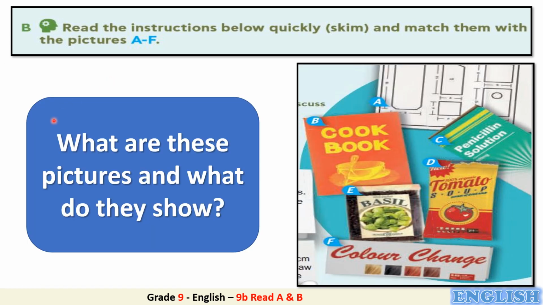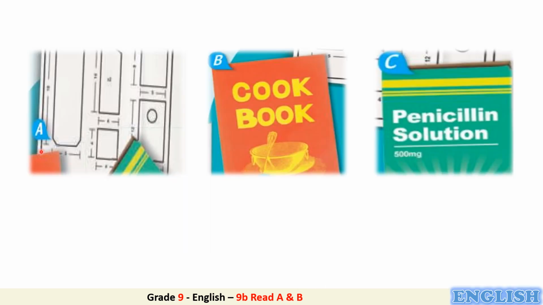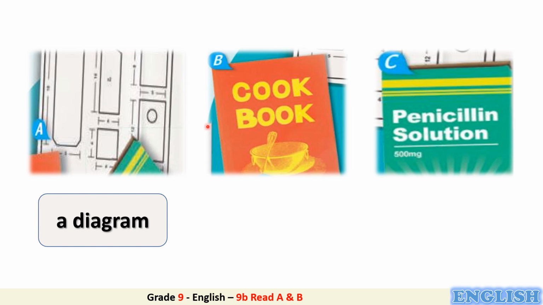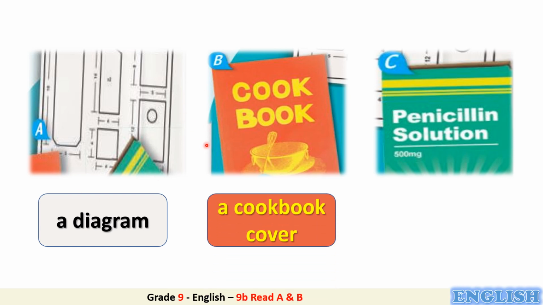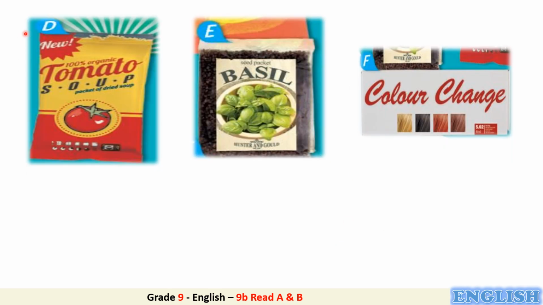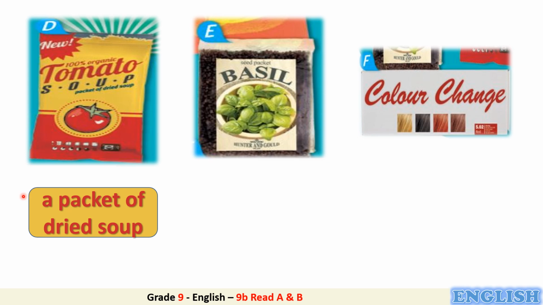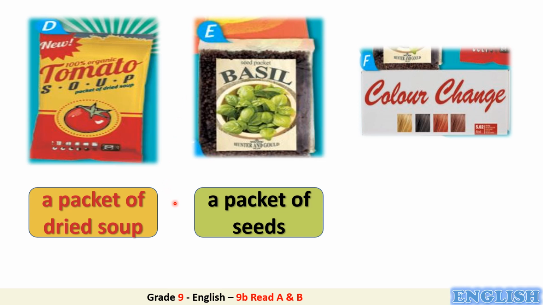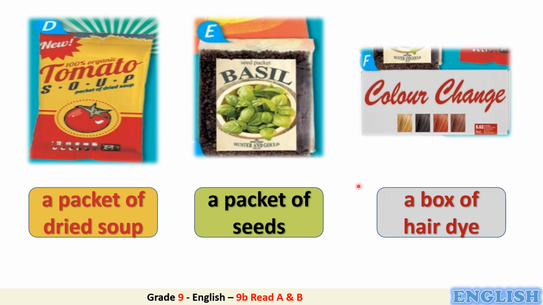Before we start reading, let's answer this question. What are these pictures and what do they show? Picture A here shows a diagram. Picture B, as it shows from the title, it's a cookbook cover. Picture C is a medicine box. Picture D is a packet of dried soup. Picture E is a packet of seeds. The last picture, F, it's a box of hair dye.